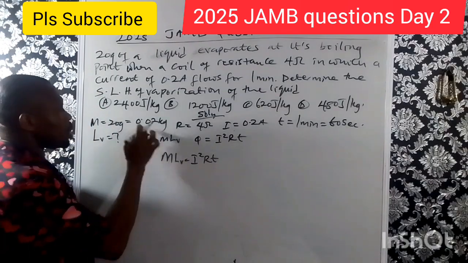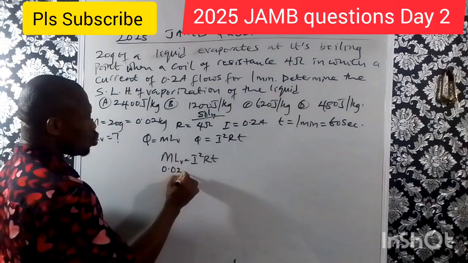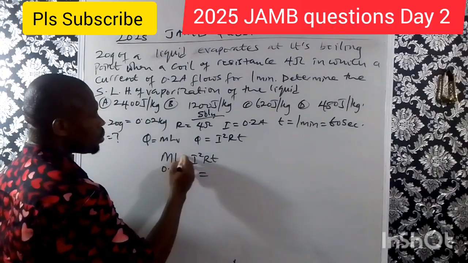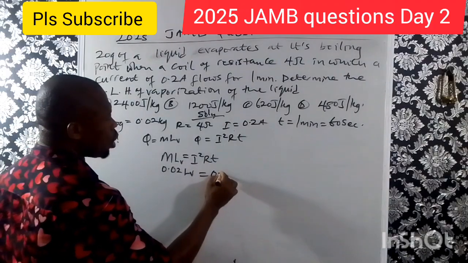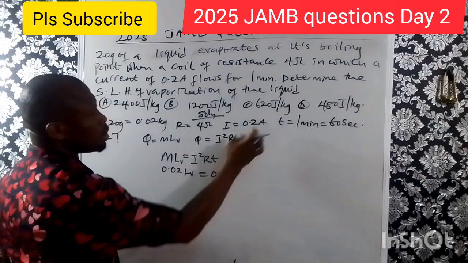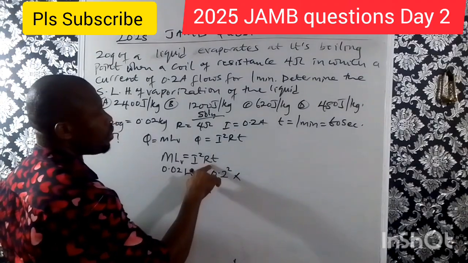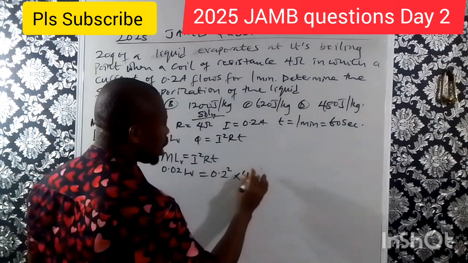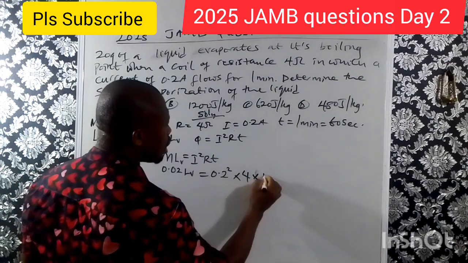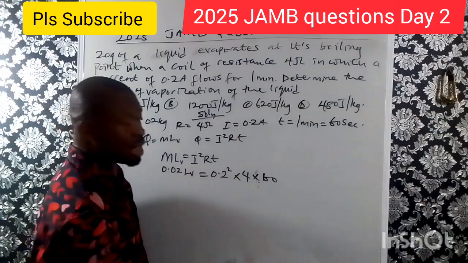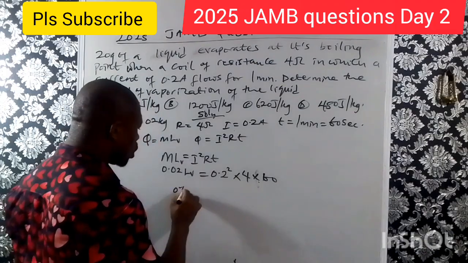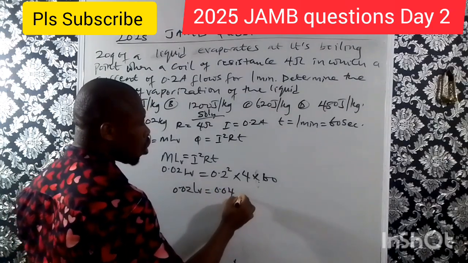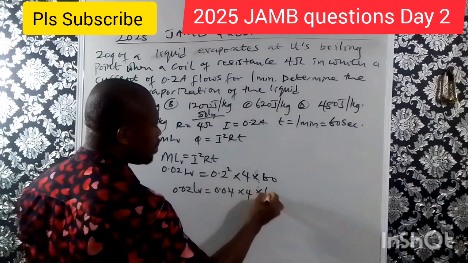Now substitute straight. M is 0.02 multiplied by Lv is equal to I squared, 0.2 squared, times R. R is 4 multiplied by T. T is equal to 1 times 60, which is 60, which will now give us 0.02 Lv is equal to 0.04 multiplied by 4 multiplied by 60.